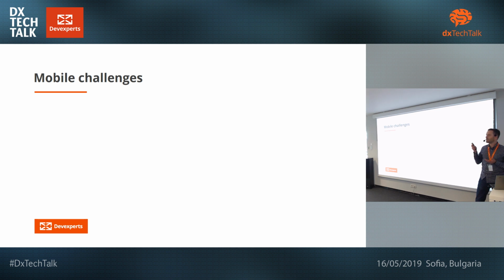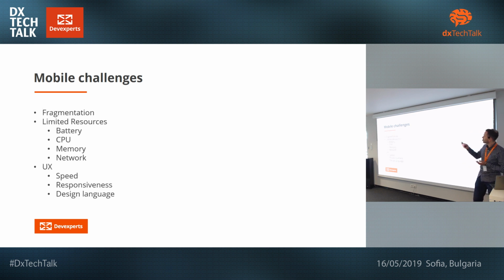Any ideas what I should add to the list of mobile challenges? Okay, I've put some things. Maybe I'm missing a couple, but these seem most important to me. First of all, this is fragmentation. We have luckily only two main operating systems in mobile nowadays. Then, despite the fact that current mobile devices may feature desktop-grade processors, their battery is still a main limitation, which means that computing power is limited.